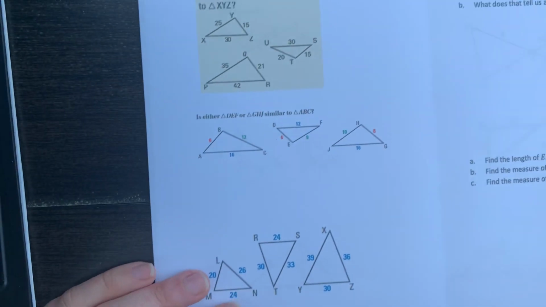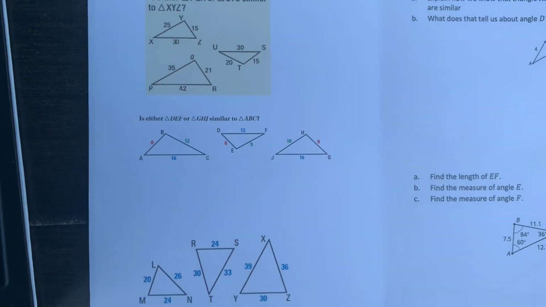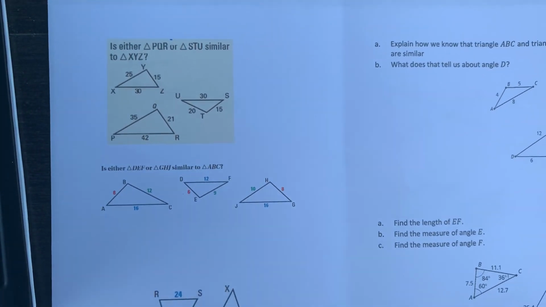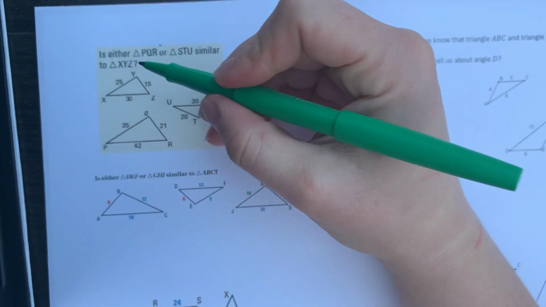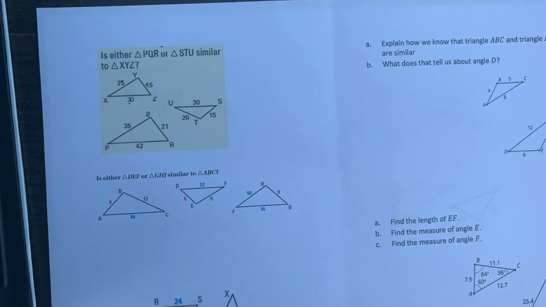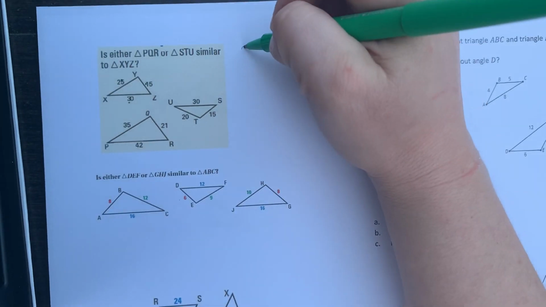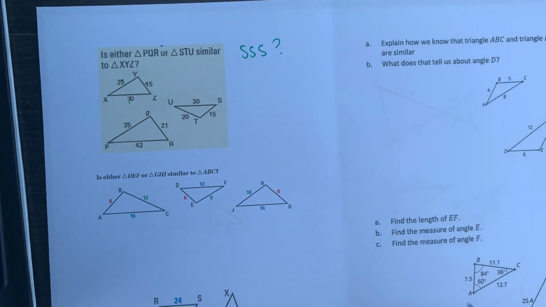First, we're going to look at some examples. These are your interactive notebook notes, so we're going to go through it just like we would normally. Is either triangle PQR or triangle STU similar to XYZ? You can see we have 3 side lengths labeled. We know nothing about the angles. So this one would only fall under the SSS category. So I'm going to put SSS question mark.